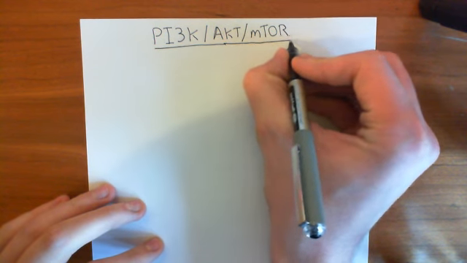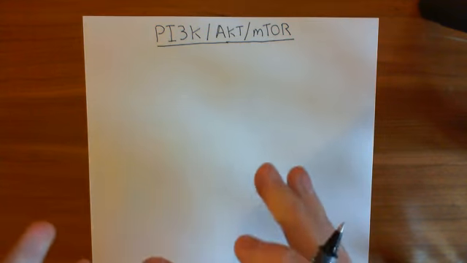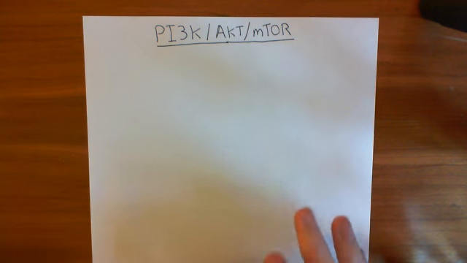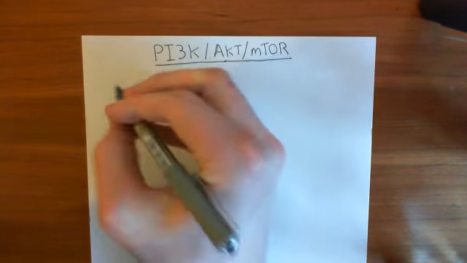So in the previous set of videos, we saw the MAP kinase ERK pathway, which was one pathway which was going to be activated by growth factor binding to growth factor receptors. This is another pathway which is going to be activated by growth factor binding to growth factor receptors. Okay, so this is what we're going to do basically.